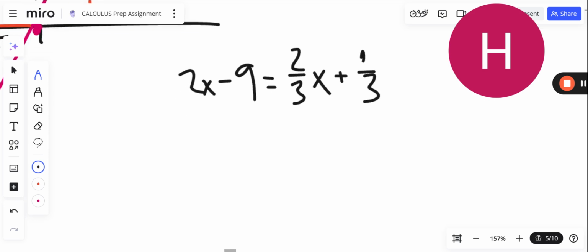Okay, so let's bust the fractions. Let's get rid of the fractions by multiplying everything by 2 on both sides. So on the left side, that's going to become 6x minus 27. And on the right side, that's going to become 2x plus 1.